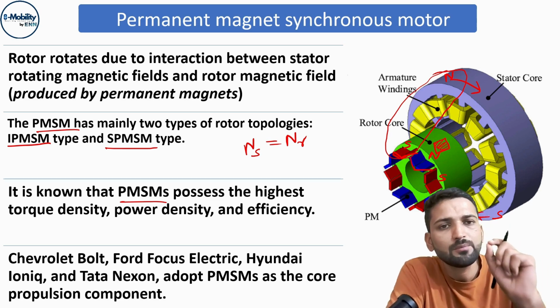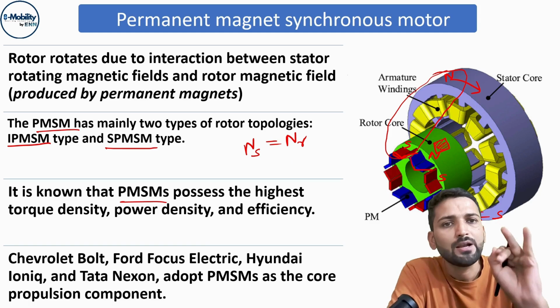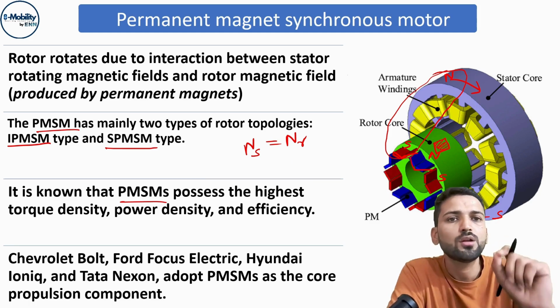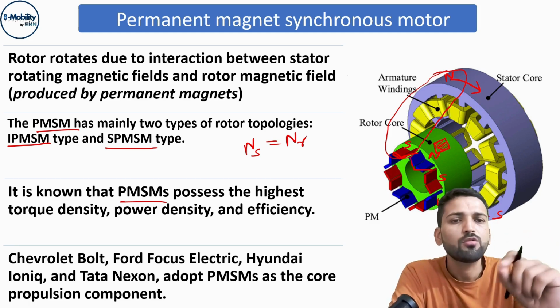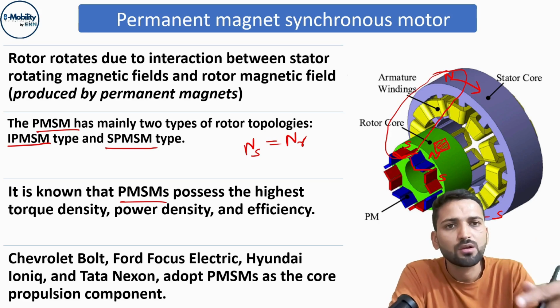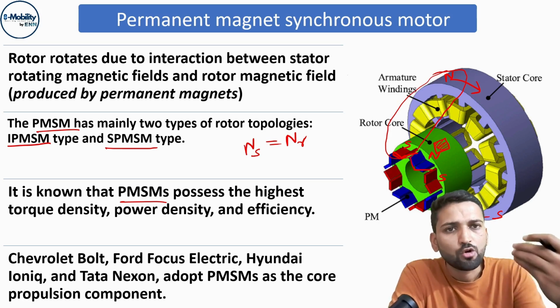What are the benefits of PMSM? The major benefit is the high efficiency, high torque density, and high power density, and this is due to the use of magnets. Because you are using the magnets, the efficiency goes up, and also the torque density.